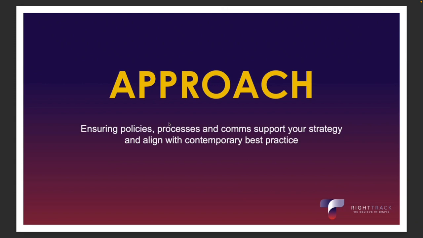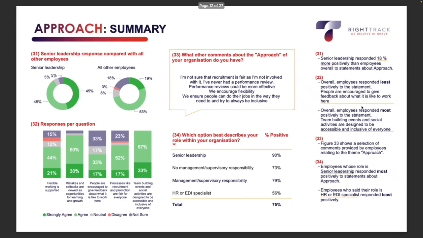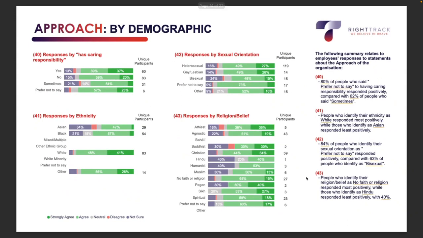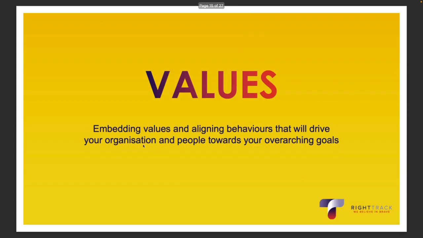For approach, we've got our policies, processes, and comms and how well they support the strategy and align with best practice. Again, similar sort of structure all the way through. We've got our demographic breakdown again, and it's the second. So you can get a lot of insight out of this.